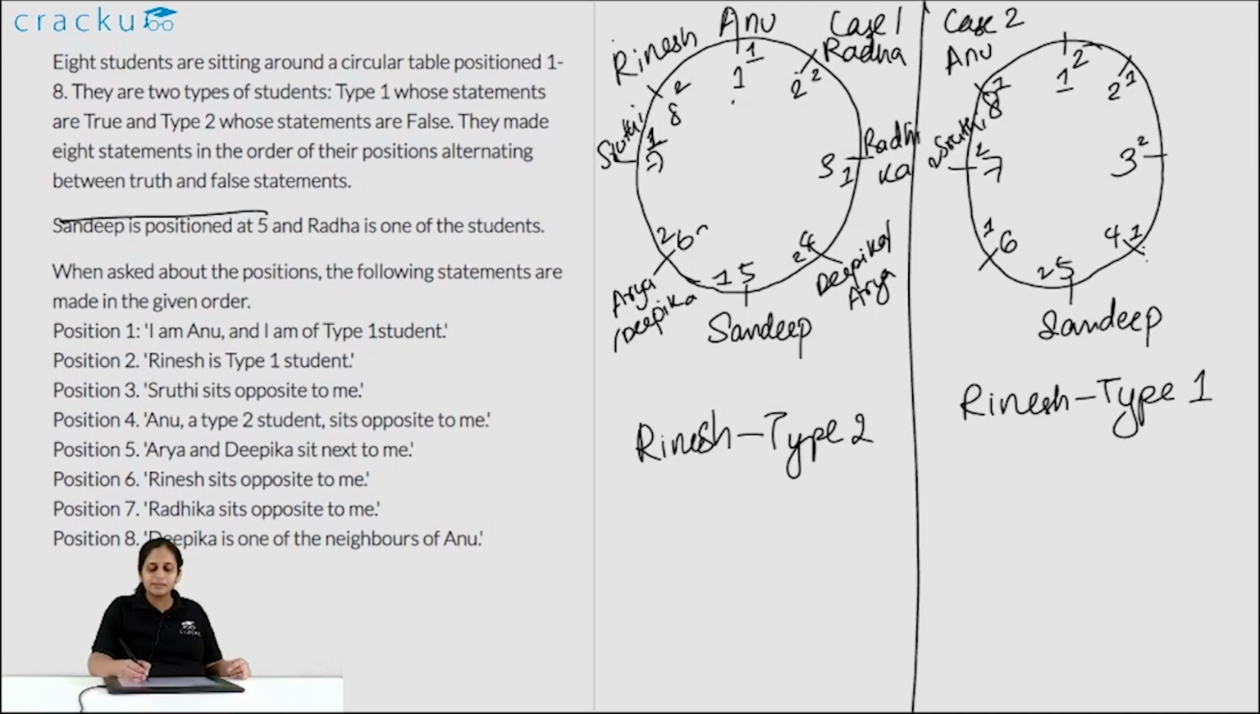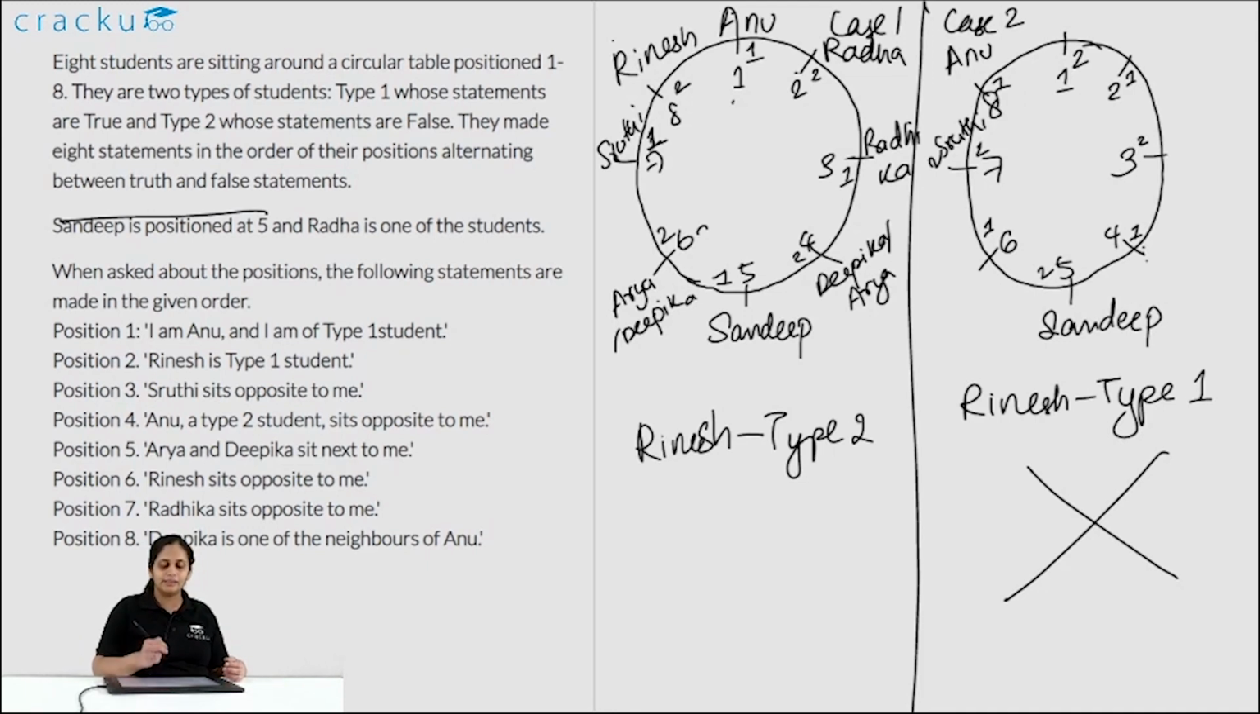So if this person is telling the truth, then if Anu is sitting opposite to him, Anu can't be a type 2 student. Anu has to be a type 1 student, because if she is sitting opposite to him and he is a truth teller, then she has to be type 1 also. So clearly this is a contradiction and therefore this case cannot exist. So we can eliminate this case.